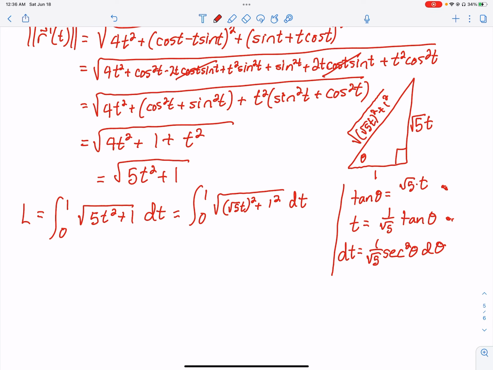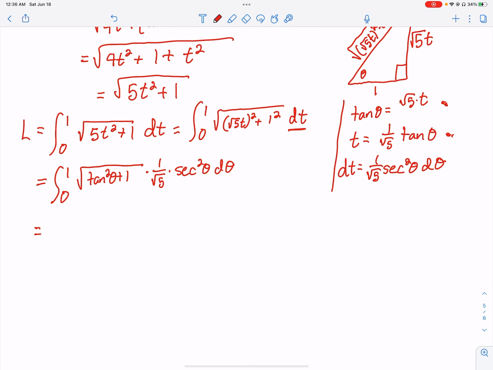All right, so now we're going to start replacing everything. So we get the integral from 0 to 1 of this becomes tangent squared theta plus 1. That's using the trig subs that we had over there. All right, times, and now we can replace dt with all of that: 1 over the square root of 5 times secant squared theta d theta.